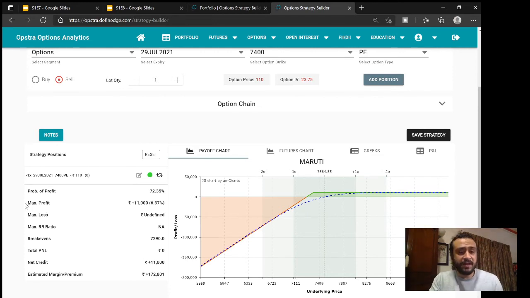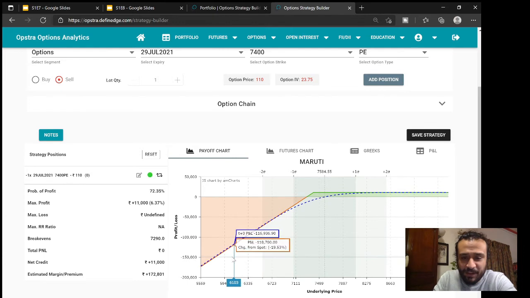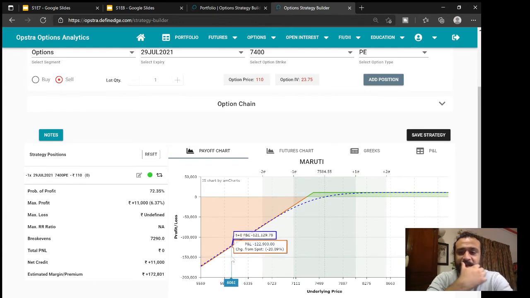Now we have shorted a put option, right? So we want the price to not fall. We want it to remain flat, or we want it to go up. Is that clear? See, there's unlimited losses if the market falls. If Maruti Suzuki falls 20%, and you short the put option, your loss will be 1,22,000 rupees.